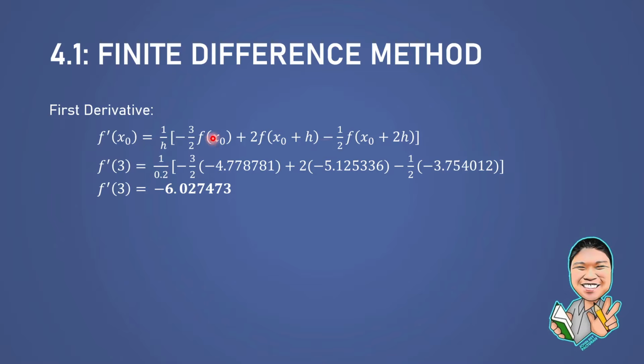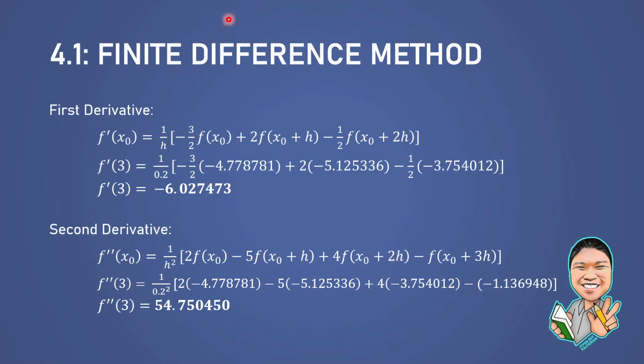From the previous slide, f of x sub o is negative 4.778781. Just make sure to use 6 decimal places, since that is in the instruction of the problem. Then 2, negative 5.125336, then this, negative 3.754012. Just compute it, and you can pause this video for a while to make sure. But the result is negative 6.027473. There it is. For the second derivative, I'll flash it too.